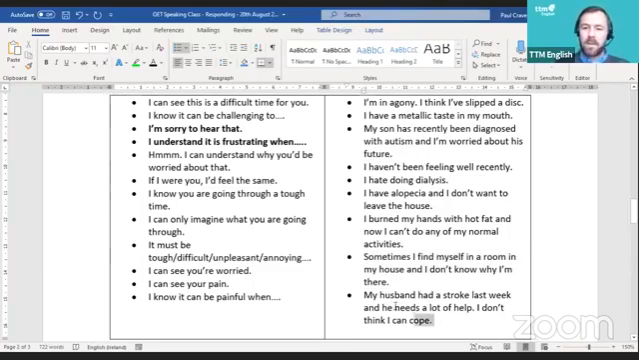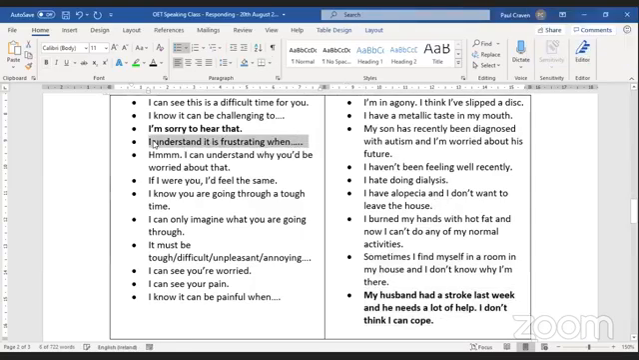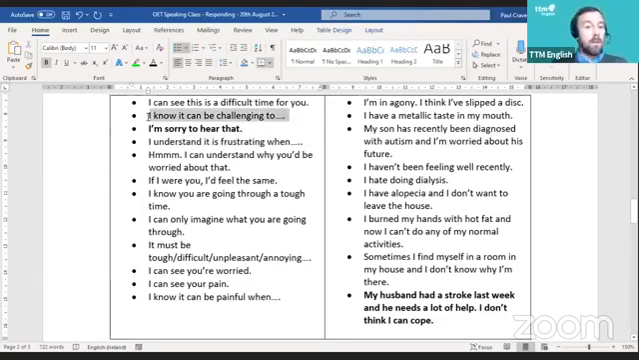My husband had a stroke last week, and he needs a lot of help. I don't think I can cope. I know it can be challenging. It's a very tough time, I think. And I know it can be challenging.